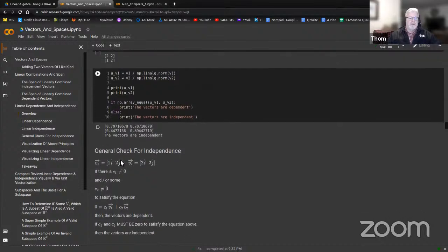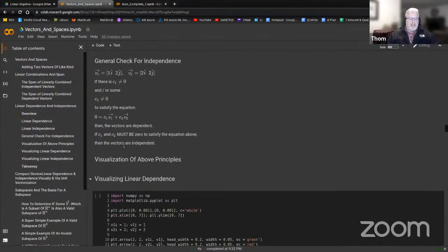So those are independent. But a general check, just mathematically speaking, for independence, let's say we have these 2 vectors again. If there is a C1 not equal to 0 or some C2 not equal to 0, to satisfy the equation some C1 times V1 plus some C2 times V2. And by the way, we should say something about each of these.